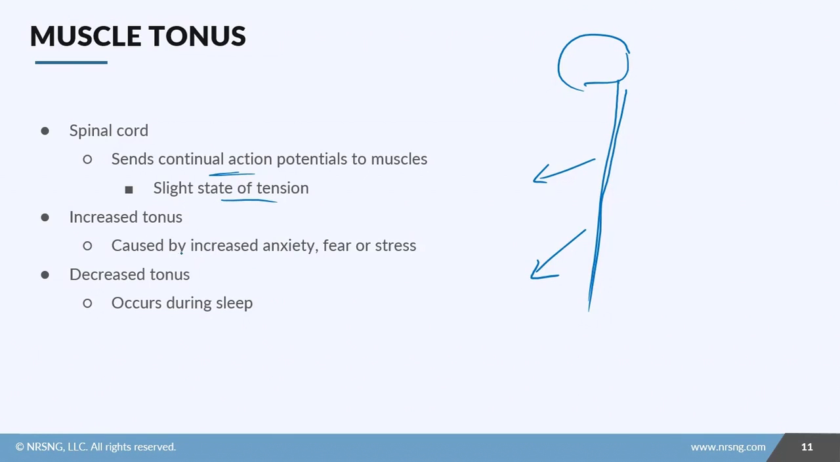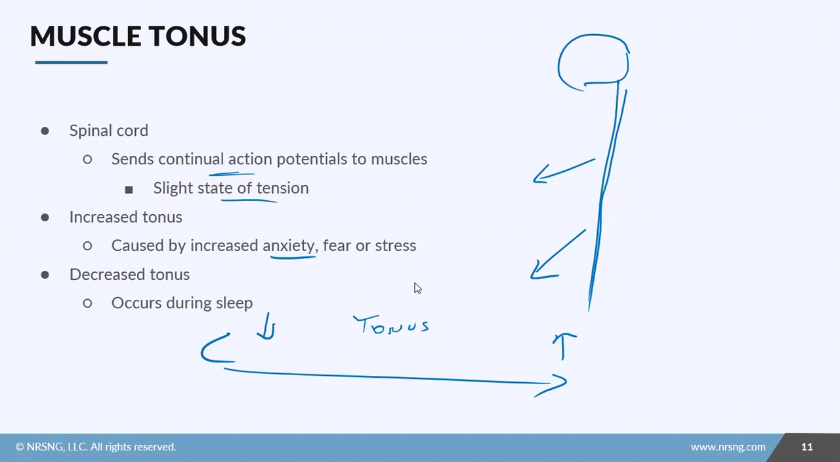Now, there's a couple of different ideas behind this that go on either spectrum, if you will. Let's say you have normal tonus here, and then you have increased tonus, and then you have decreased tonus. In increased tonus, basically it's an increase in the action potential. So they're being stimulated and kicked out even more frequently. And this is caused by increased anxiety, fear, or stress. If you are constantly anxious, or your fight or flight response is a little bit more heightened all the time, that's going to increase the overall tonus.